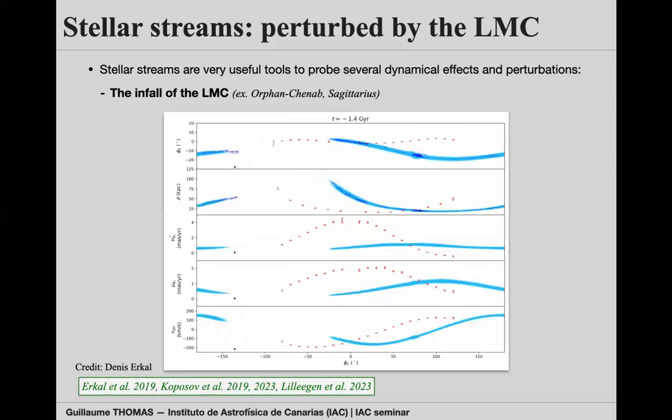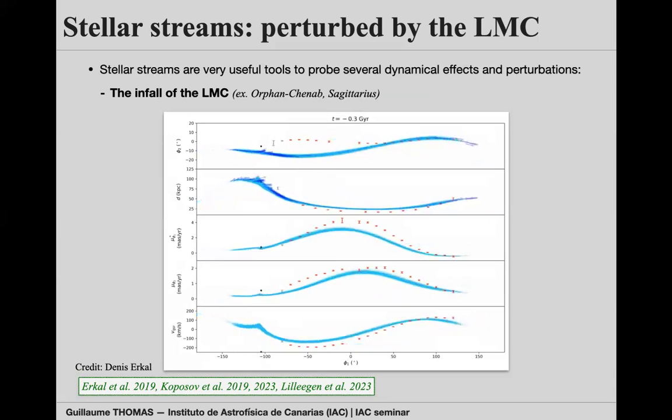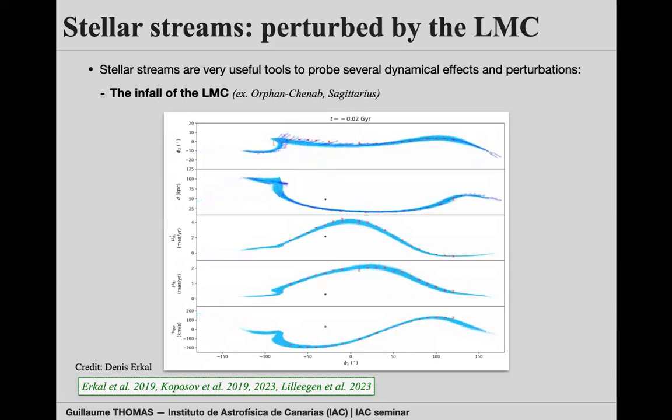This type of object is really useful to detect the perturbation of the LMC. The other really obvious one is Sagittarius, because if you want to reproduce at the same time the morphology and the velocity of Sagittarius, you really need to include this type of perturbation.